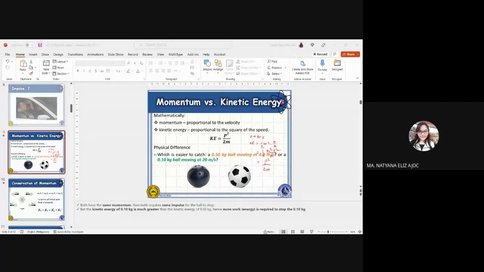Because mas hinay ang speed, ma'am. 0.5 kilogram ball because hinay ang speed. Mas bugat siya, mas gaan yung speed.